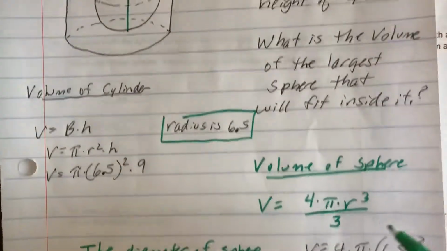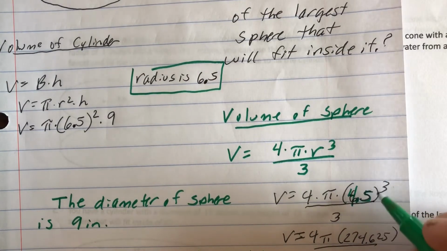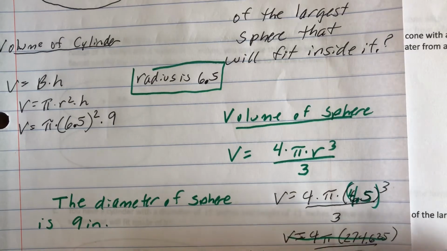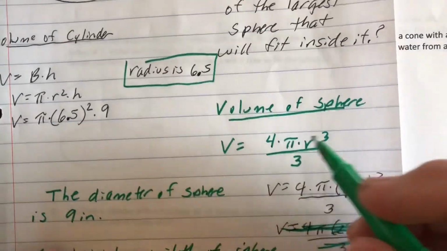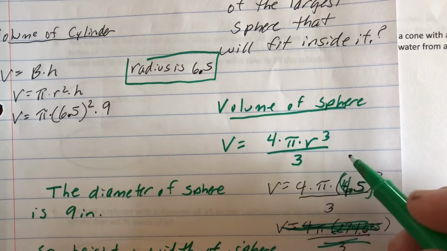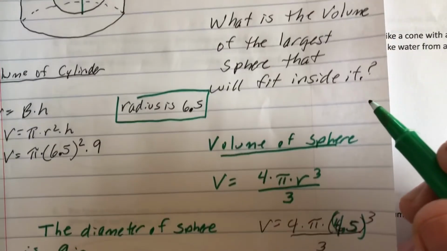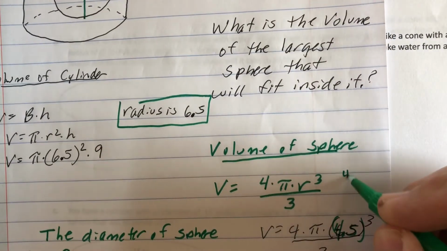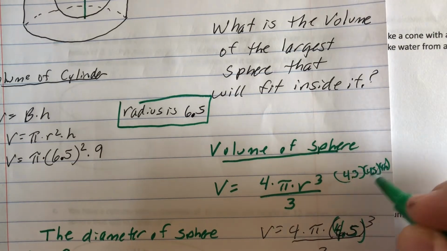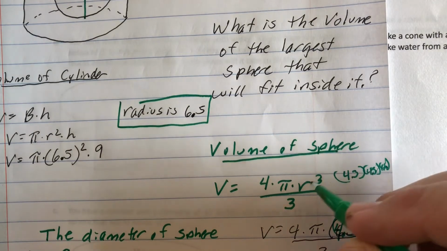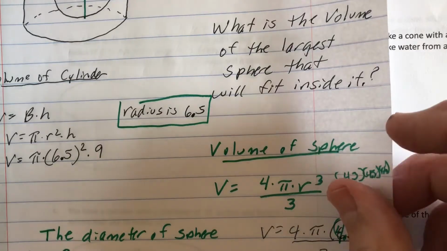On my formula here, when I substitute into this, I'm going to have 4.5 to the third power. When I do the work here, 4.5 to the third power is going to be 4.5 times 4.5 times 4.5. Use order of operations. Take that times pi times 4, and divide the whole thing by 3. Remember, the 4.5 is mine.